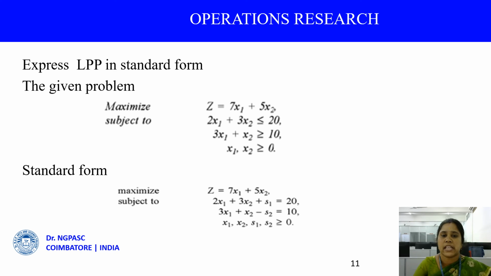Here the problem variables are x1, x2, and the introduced variables are s1, s2. Therefore, the non-negative variables are x1, x2, s1, s2. All variables are greater than or equal to 0. That is the completion of the standard form.